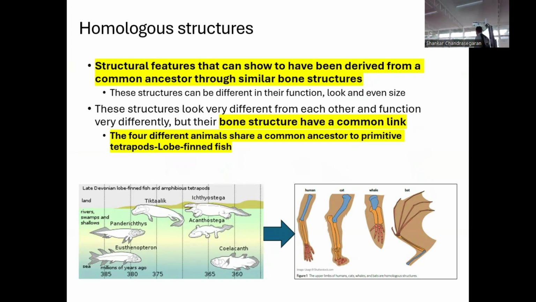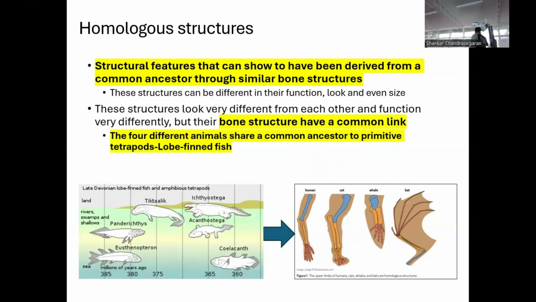That is the result of evolution changing them. But the thing is, when you look at the bone structure itself, it hasn't changed, right? There's a humerus that is connected to the other bones, whose names we'll look at in a bit. But basically, the fact that they have similar bone structures is a key way of studying how they are related to each other. So these structures may look very different and may function very differently, but the bone structure is the common link.